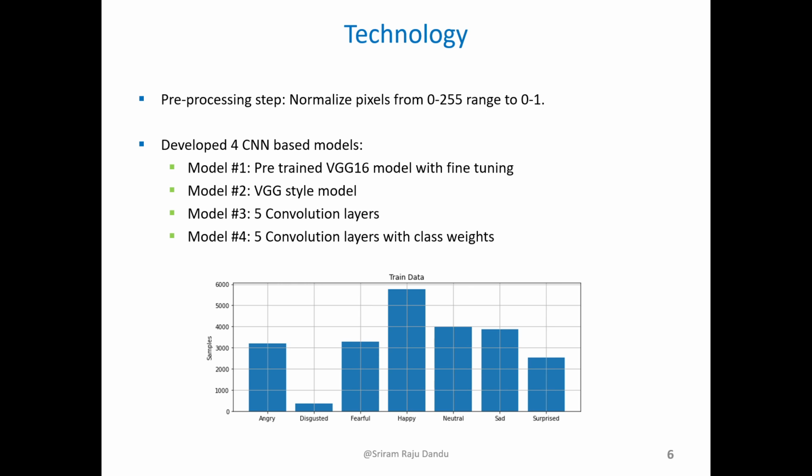Model 1 is a pre-trained VGG16 model with fine tuning. Model 2 is a VGG style model. Model 3 is a 5 convolutional layer neural network model. And Model 4, the architecture is the same as Model 3, but with a change to the optimizer. And this change was addition of class weights.